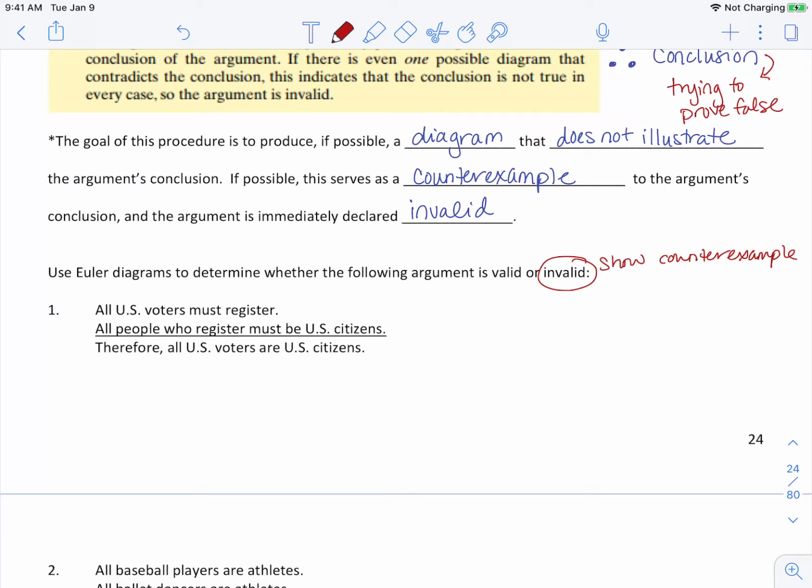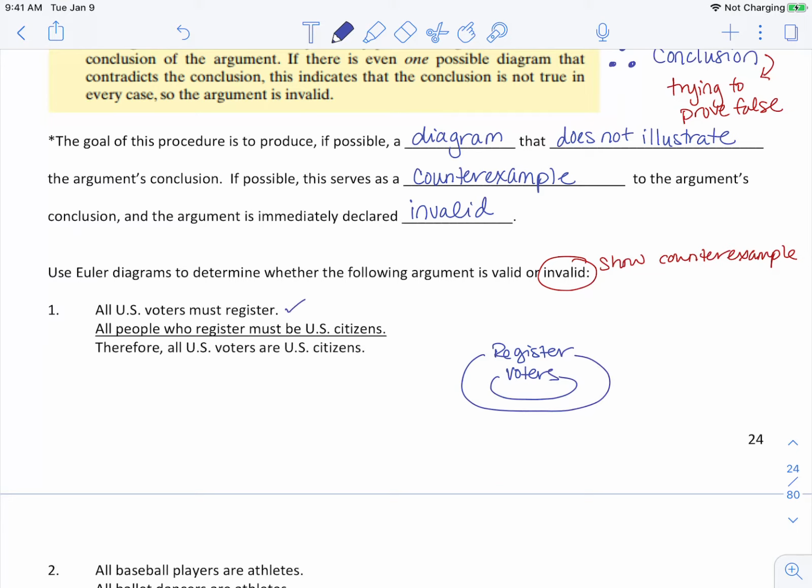So here's our first one. All U.S. voters must register. All people who register must be U.S. citizens. Therefore, all U.S. voters are U.S. citizens. So let's try and draw this. All U.S. voters must register. So if all voters must register, that means the voters circle has to be inside of the circle of people who register.